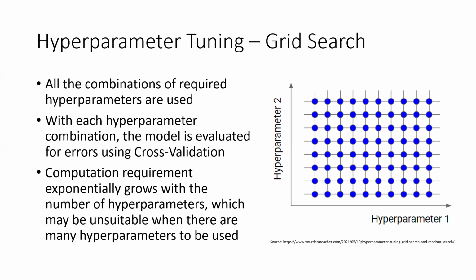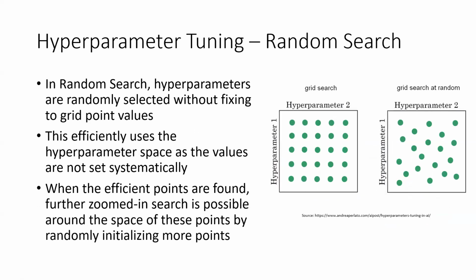So when you have 3, 4, 5, 6 hyperparameters, that would not be practical, to test all the grid data points when you have a higher number of hyperparameters, right? So one better technique that can replace the grid technique is known as random search, right?